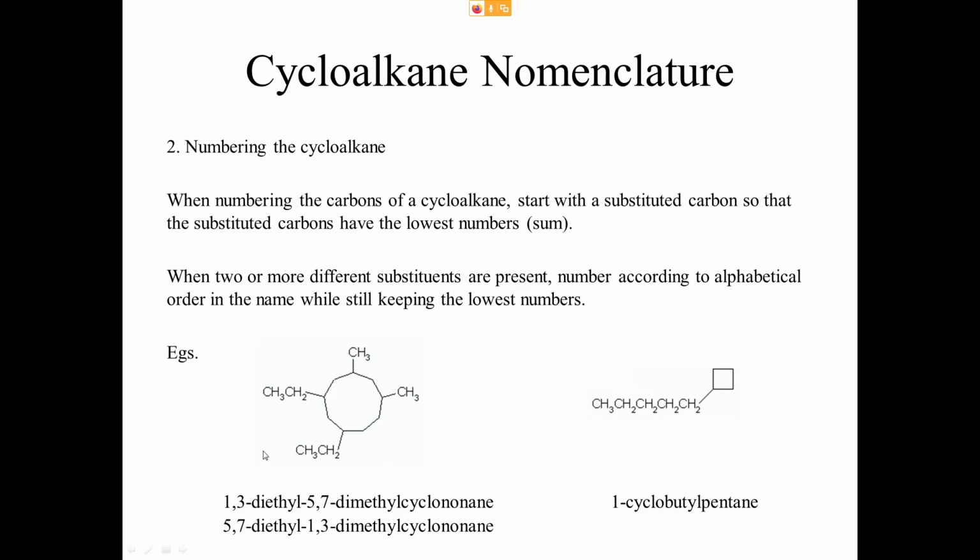So you use ethyl when the substituent has 2 carbons, like this. You use methyl when it has 1 carbon, like this. The reason these have a di in front of them is because they occur twice. There are 2 of them here. Right. Okay, that makes sense. Thank you so much.